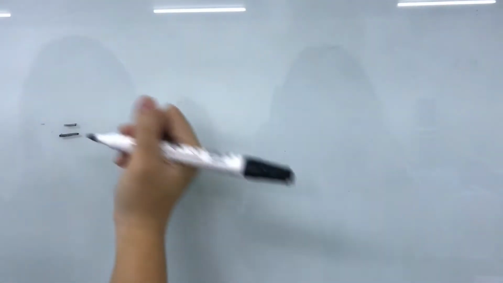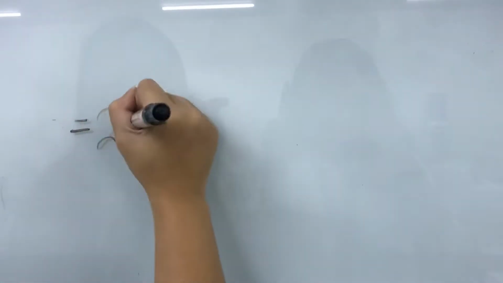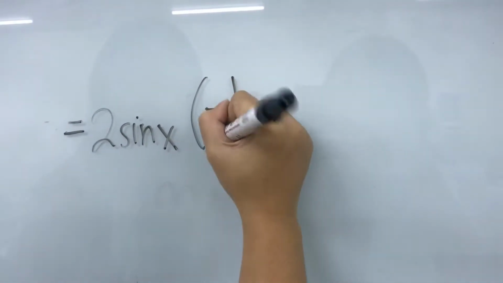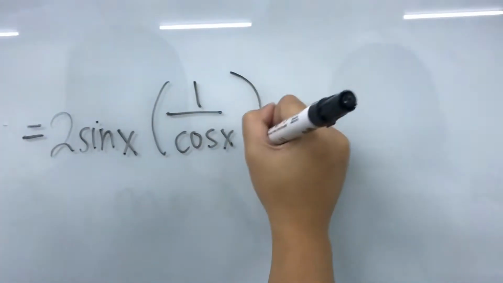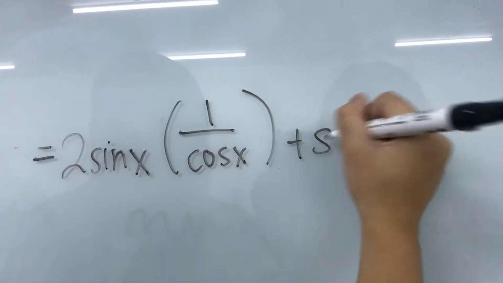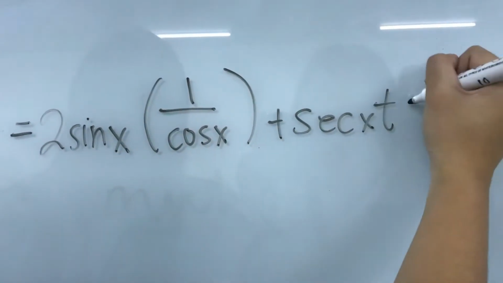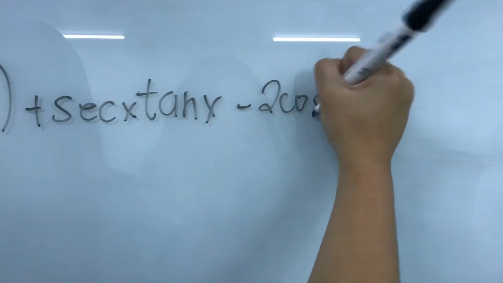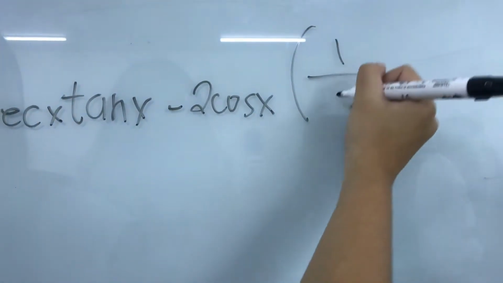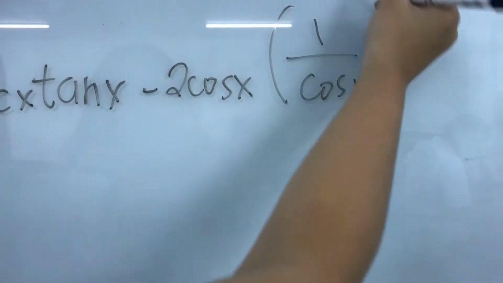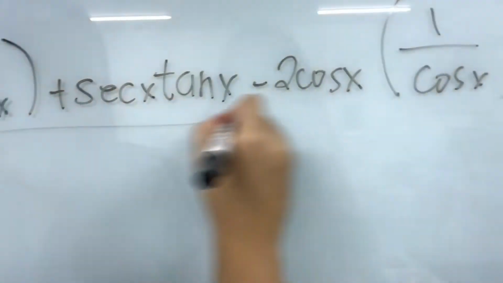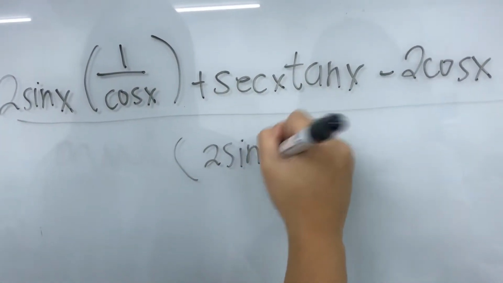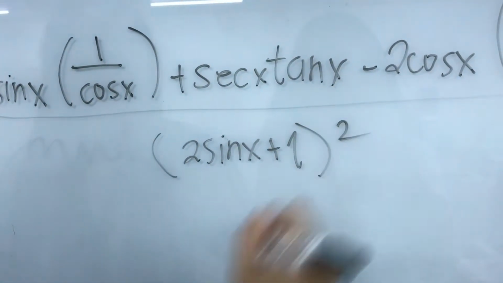So let us rewrite the equations. It will be 2 sine x multiplied by the quantity of 1 over cosine x plus the quantity of secant x tangent x minus 2 cosine x multiplied by the quantity of 1 over cosine x, over the quantity of 2 sine x plus 1 squared.